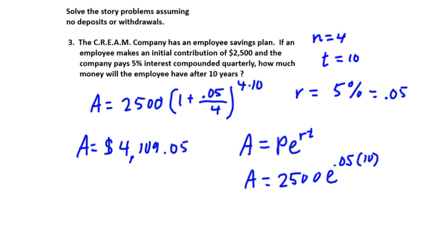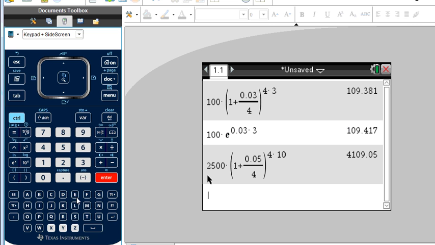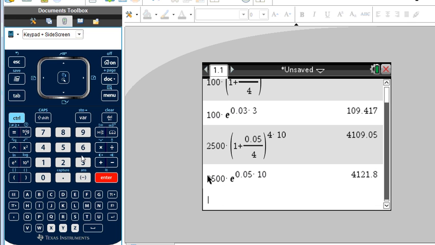So here in our calculator, we go to 2,500 times e to the power of 0.05 times 10 for 10 years, and we get $4,121.80.